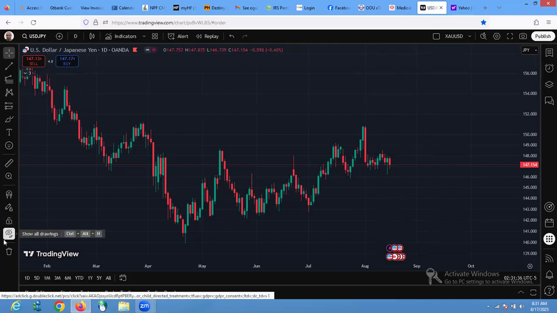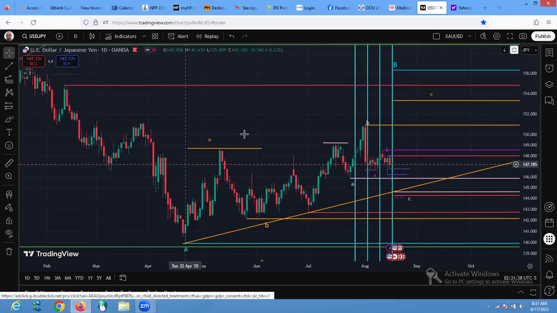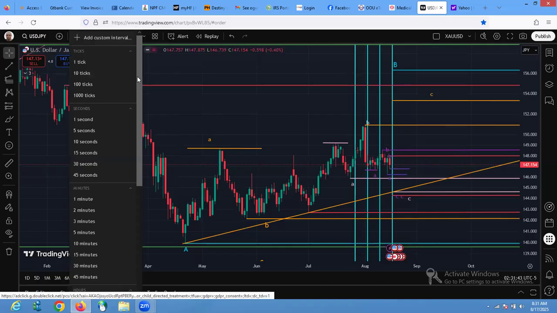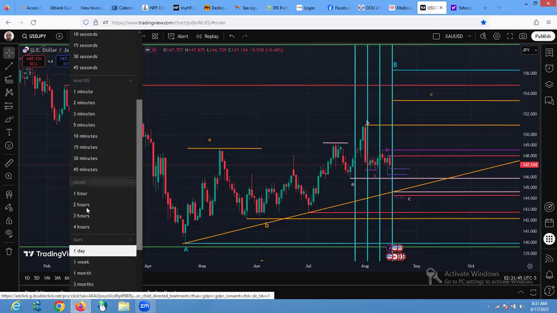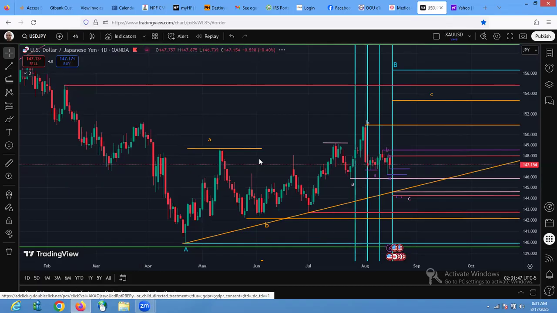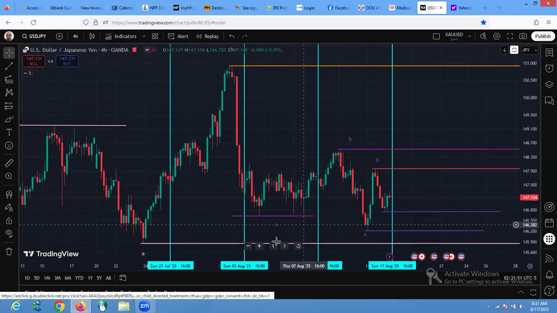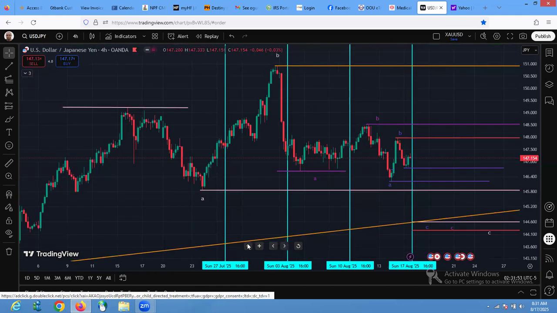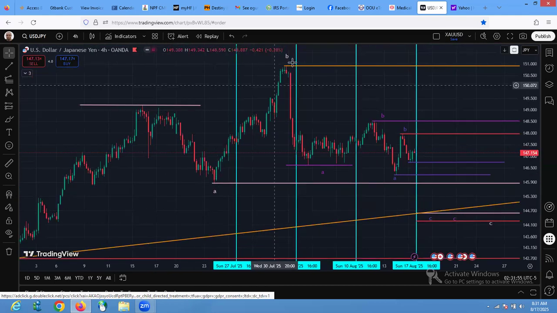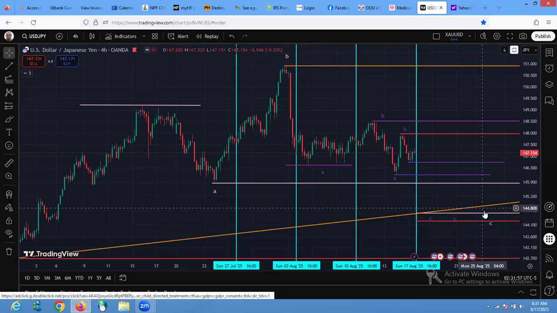Now, with that, let me bring out the drawing again, so for you to understand. So on the 4-hour time frame, we need to complete C in the white to bounce up. So an A and a B in the white, then the C in the white around this area, around 144,600 area, maybe 144,650 area, we should see a bounce to the upside.